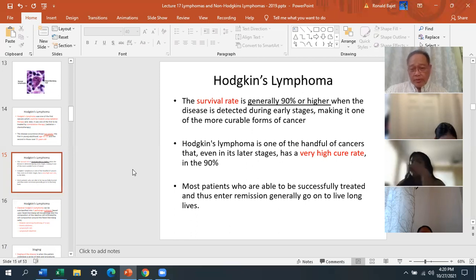And most patients are able to be successfully treated and thus enter remission. So I'll get into the definition of what's remission and what's stable state. They enter remission and they go on to live long lives. Okay.